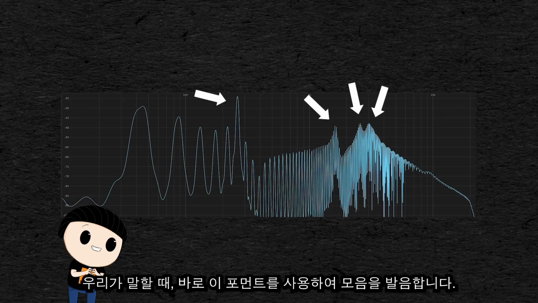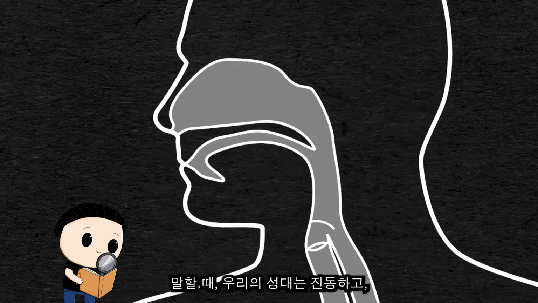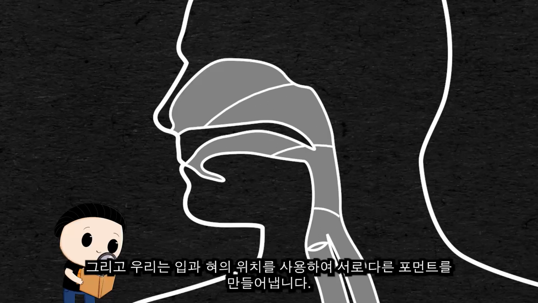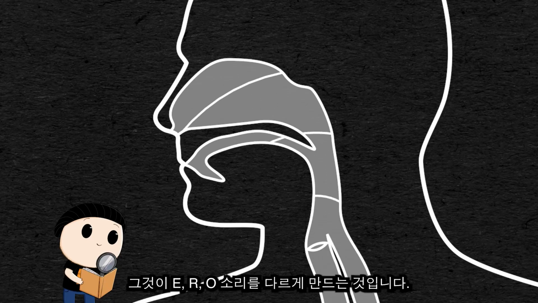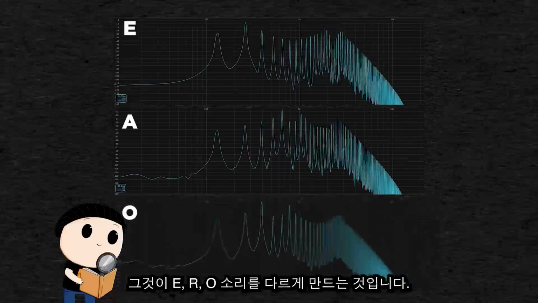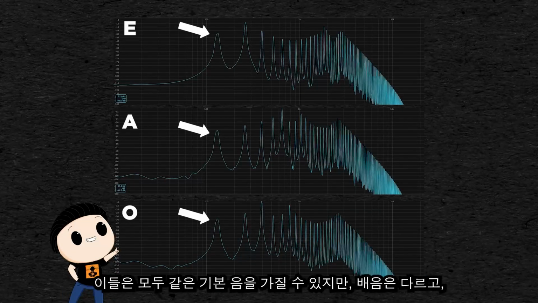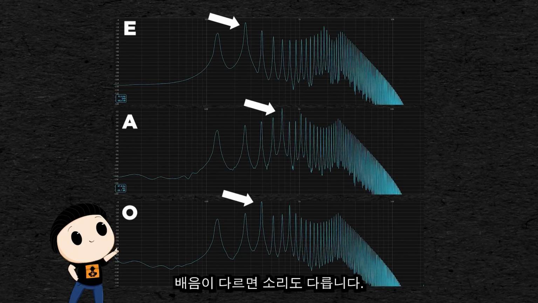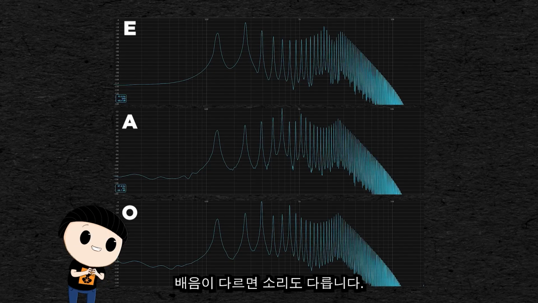So when we are talking, it is exactly what we use to articulate vowels. When we talk, our vocal cords vibrate, and then we use the position of our mouth and tongue to produce different formants. That's what makes an E, an R, and an O sound different. They can all have the same fundamental note, but the harmonics are different. And if the harmonics are different, then the sound is different.